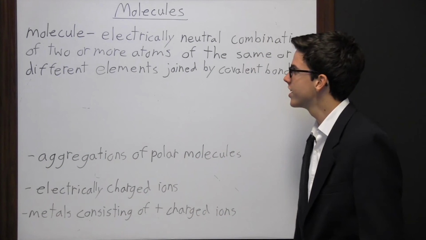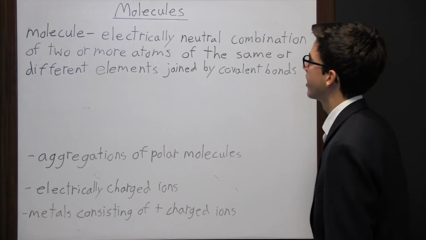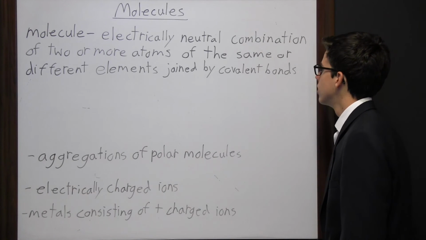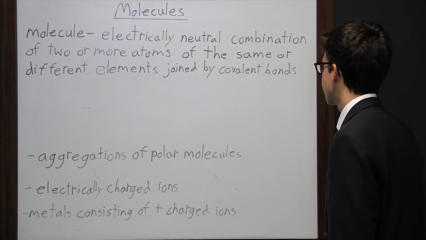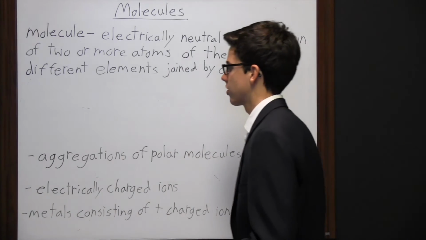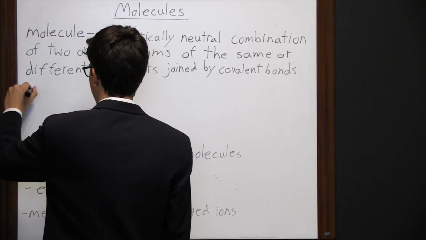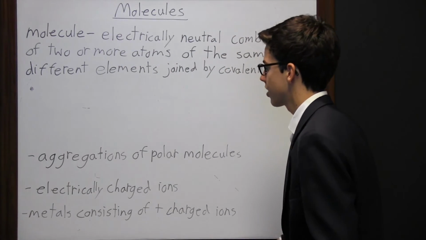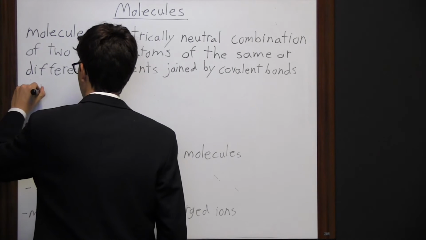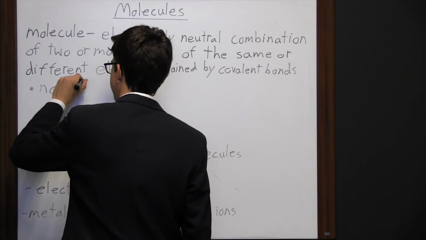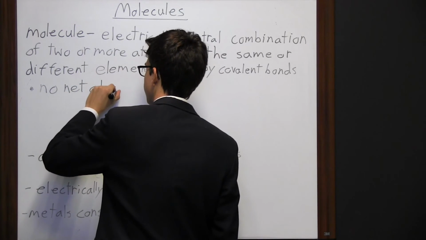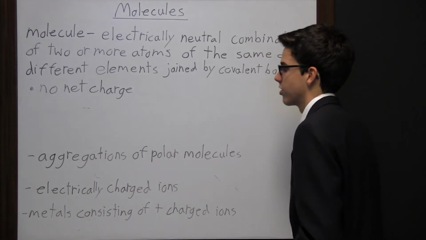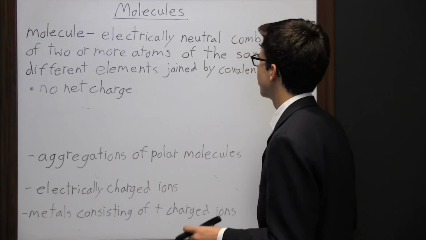A molecule is an electrically neutral combination of two or more atoms of the same or different elements joined by covalent bonds. So I want to go ahead and break down this definition a little bit to make sure we really understand it. Notice up here it says that the molecule is electrically neutral. So that means it has no net charge. Any positive or negative charges in that molecule cancel each other out, so there's no net charge. In other words, it's neutral.